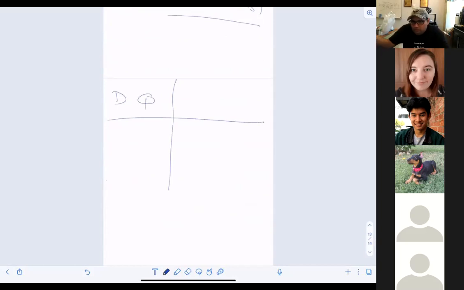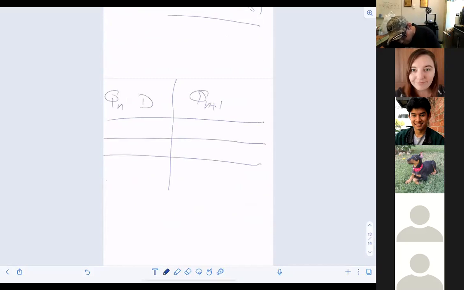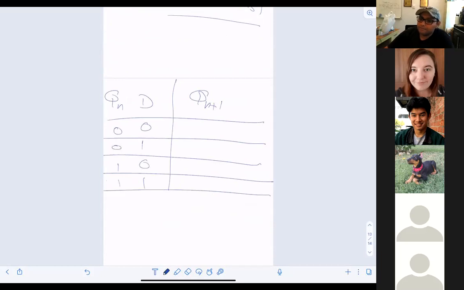Or QD, whatever you would like, you do it. Here for instance, it's going to be QN, D, and QN plus 1. Rows 1, 2, 3, 4: 0, 1, 0, 1, 0, 0, 1, 1. This is the characteristic table for the D flip-flop.